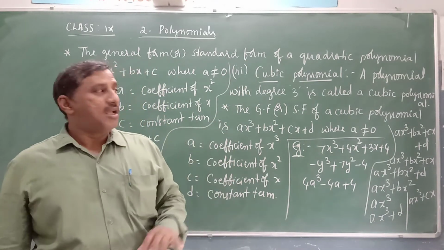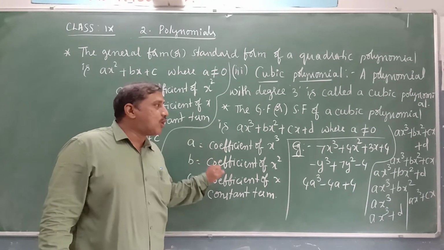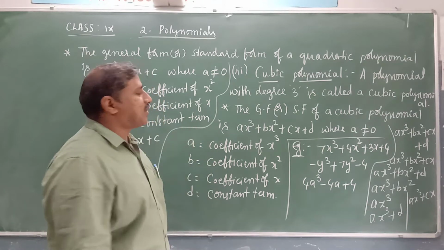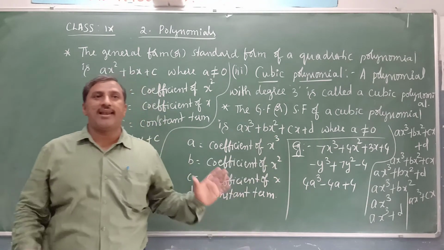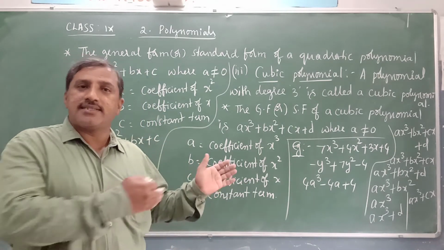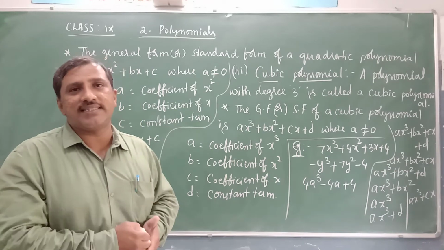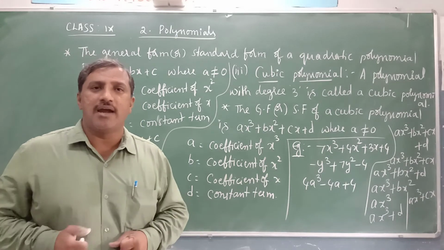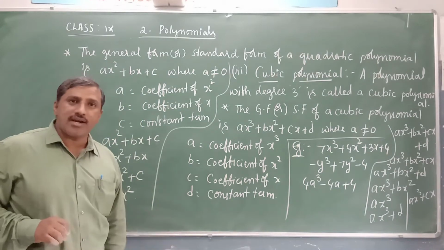It needs a minimum of one term, so that its degree should be 3. So this is about the cubic polynomial, and these are the types of polynomials based on the number of terms as well as the degree of the polynomial. Is it clear, children?